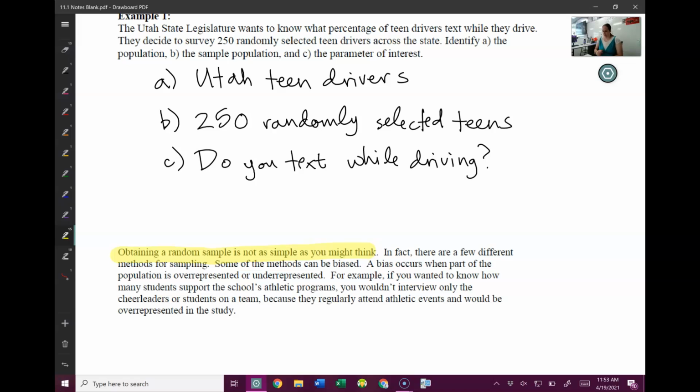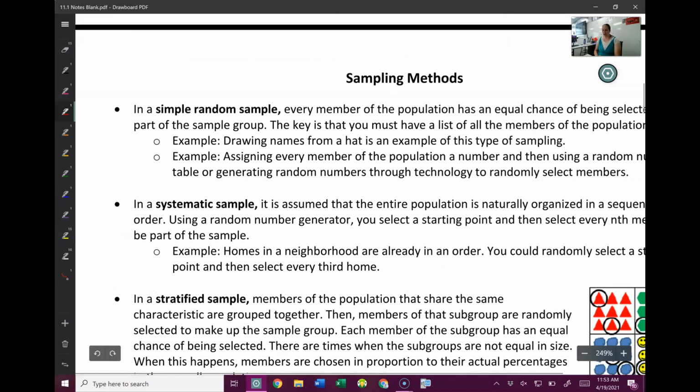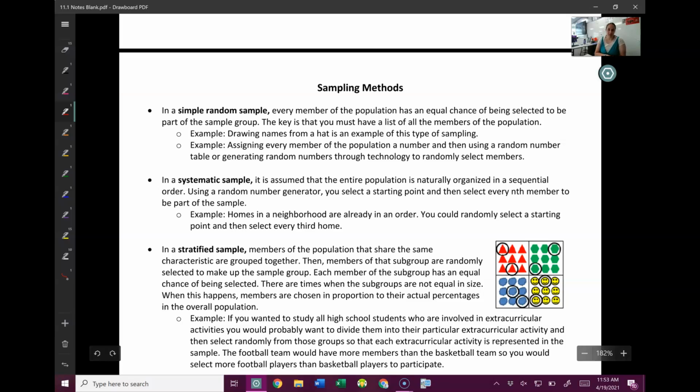For example, here it gives you another one right here. If you wanted to know how many students support the athletic program, you probably don't want to interview all the cheerleaders and people on sports teams, because that's a huge bias in the way those people are going to answer that question. So that comes to our next sequence of vocabulary terms, which are the types of sampling methods.